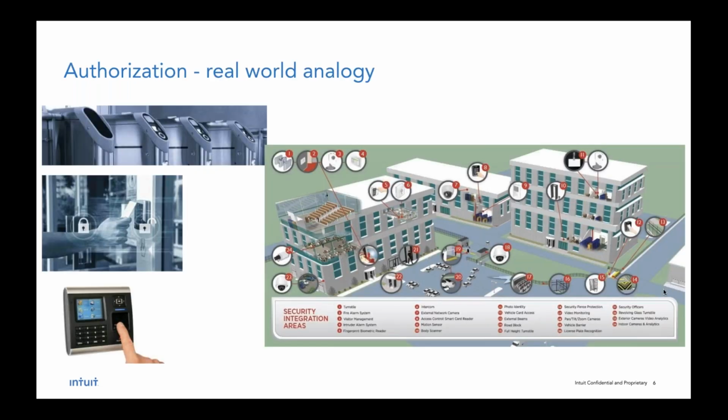A real world analogy to think about auth-z is building access control. Now, a building has a lot of areas. Some of the areas are available to visitors, some of the areas are available to employees, and some areas are only available to a very small set of people, admins, etc.